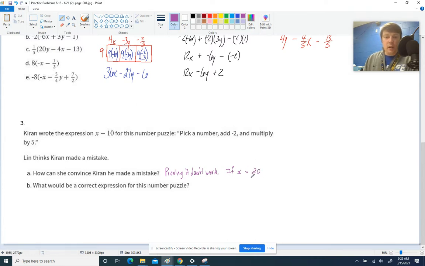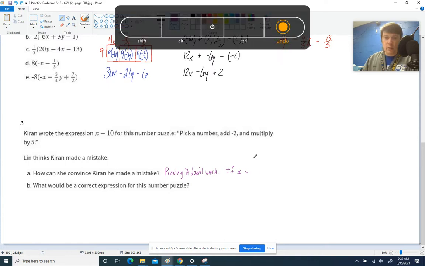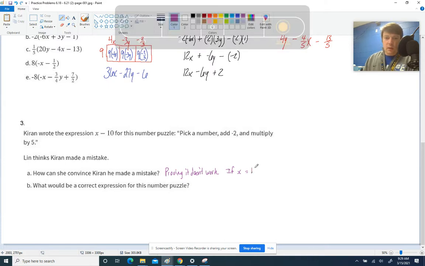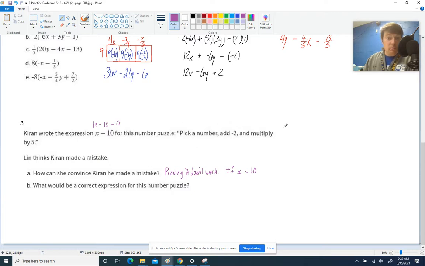Okay. If we pick a number like, actually, let's go easier than that. Let's pick a number like 10. Let's say that x equals 10. Well, according to his expression, 10 minus 10 should be 0. So when they get done with the number puzzle, they should get 0. Well, I've picked my number. The puzzle says to add a negative 2 and then take that and multiply by 5. So adding negative 2 gives me 8. And then multiplying by 5 gives me 40. 40 does not equal 0. So that's proof that it doesn't work.